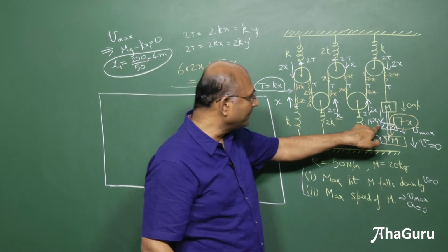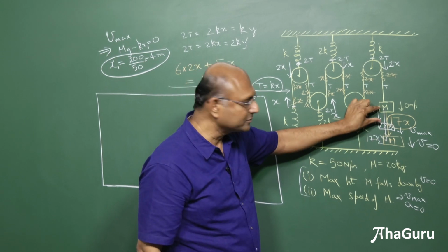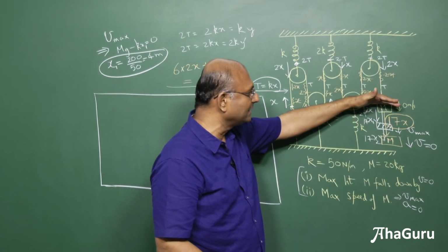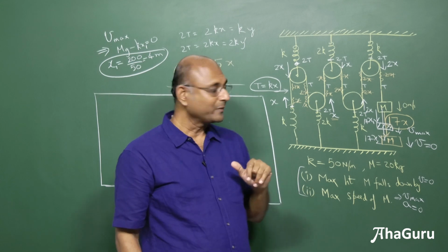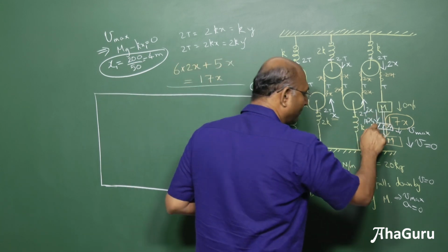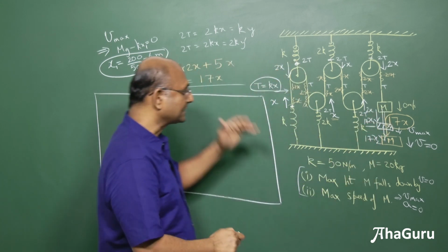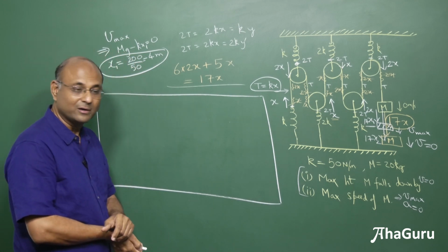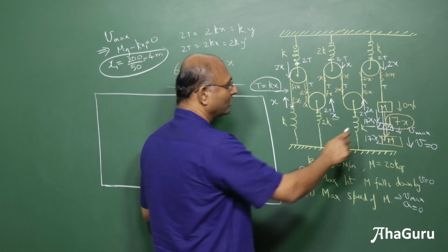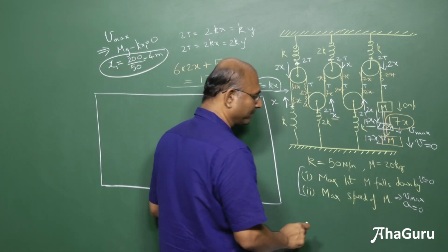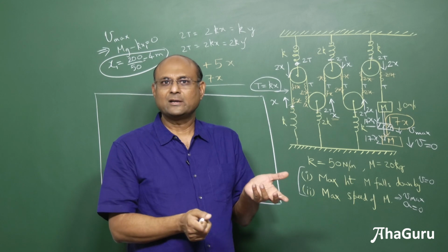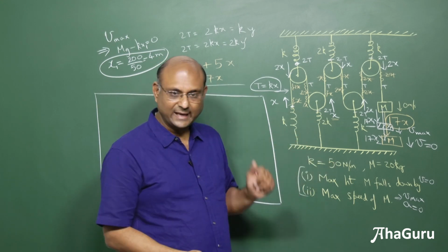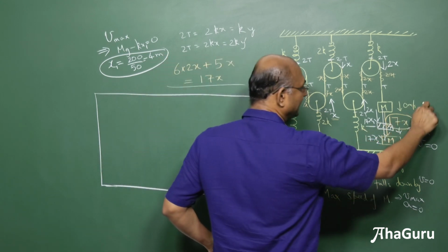If I know the equilibrium position must be exactly midway between 0 here and 0 there, so I know that at equilibrium position, it has come down by 17 times x1. What is 17 times 4? 17 into 4, right? So this is 17 times 4. So how much is that? 17 into 2 is 34, into 2 is 68. So it has come down by 68 meters here.